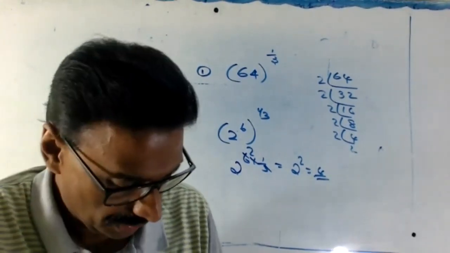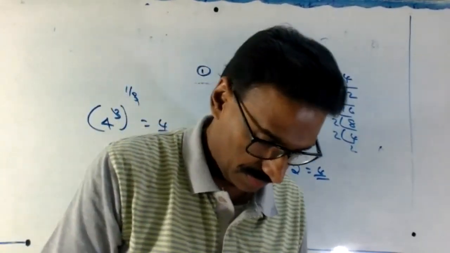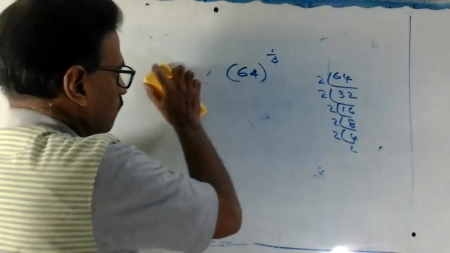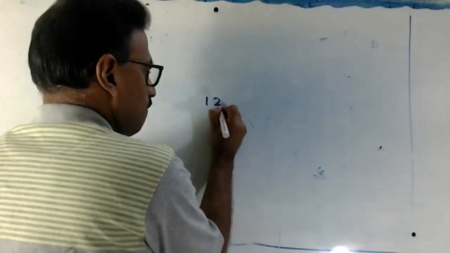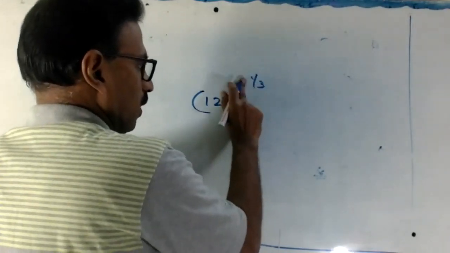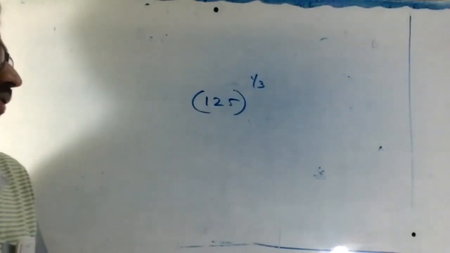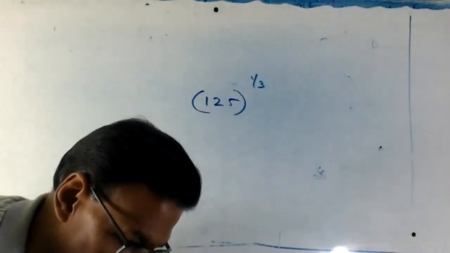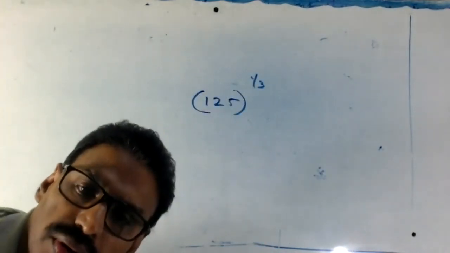Okay. Next question. This is the basic of this chapter. 125 whole raised to 1 by 3. 125 whole raised to 1 by 3.